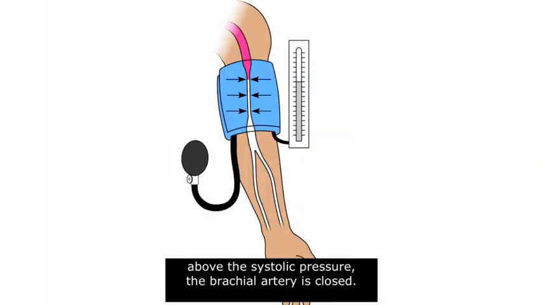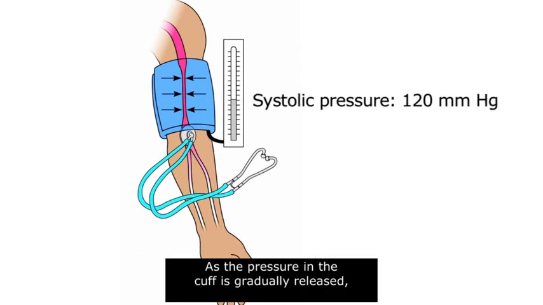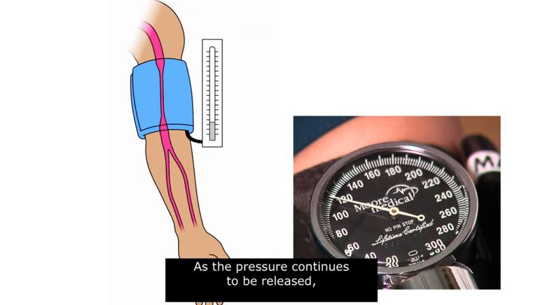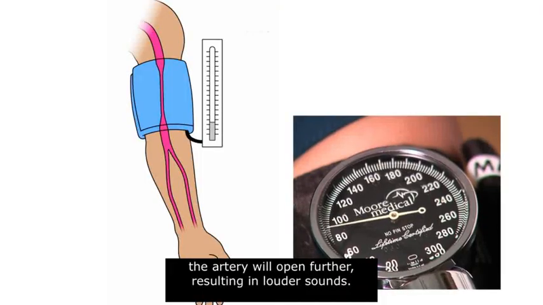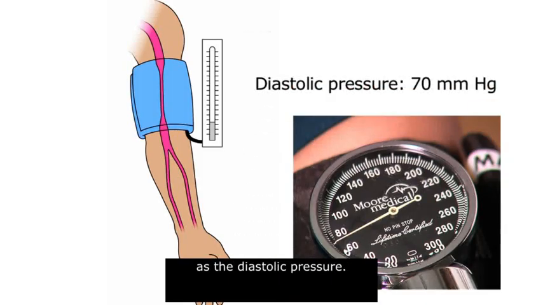When the cuff is inflated to a pressure above the systolic pressure, the brachial artery is closed. As the pressure in the cuff is gradually released, the blood flowing through the partially compressed artery will generate tapping sounds that can be heard with the stethoscope. The pressure read on the gauge when these sounds, called Korotkov sounds, first appear, is recorded as the systolic pressure. As the pressure continues to be released, the artery will open further, resulting in louder sounds. The pressure read on the gauge when the sounds disappear is recorded as the diastolic pressure.